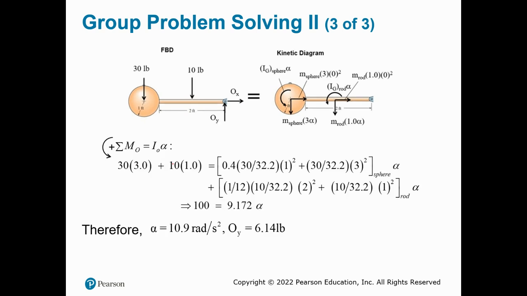And then the moment equation, you have 30 times 3.0, 10 times 1.1, because you're doing it about the center of gravity and doing the moment about point O. And then the right hand side will just be the I_G alpha, and you have two of them, one for the rod and one for the sphere. Two equations and two unknowns. We're solving for the values of alpha and a_y.